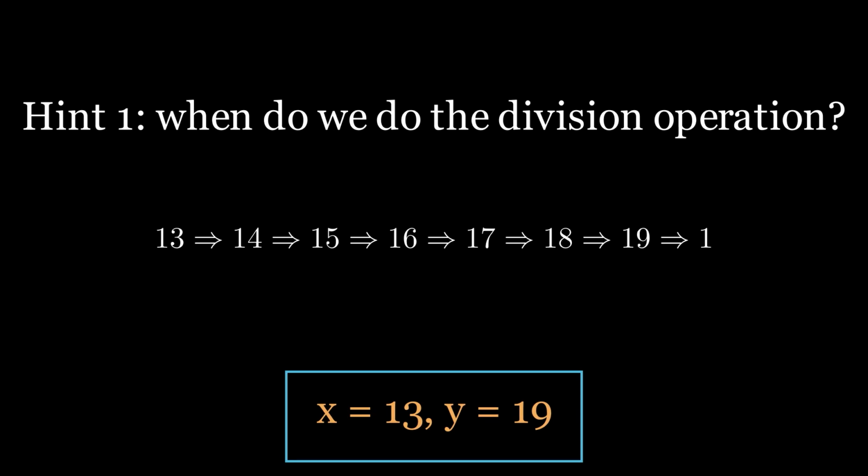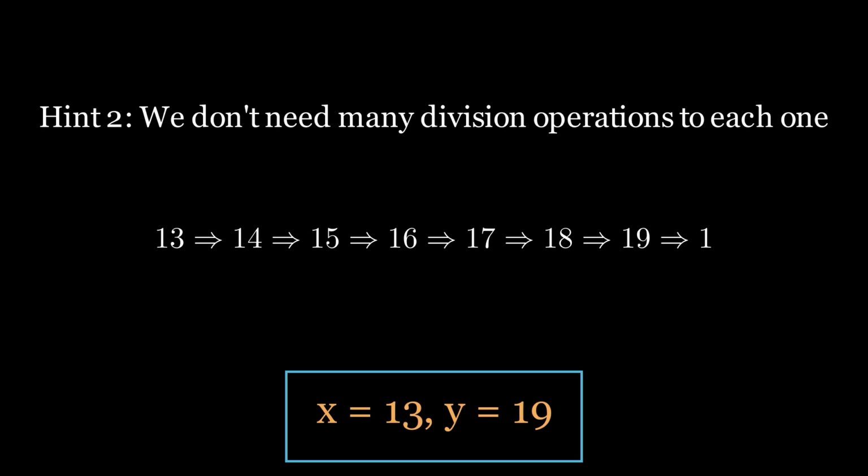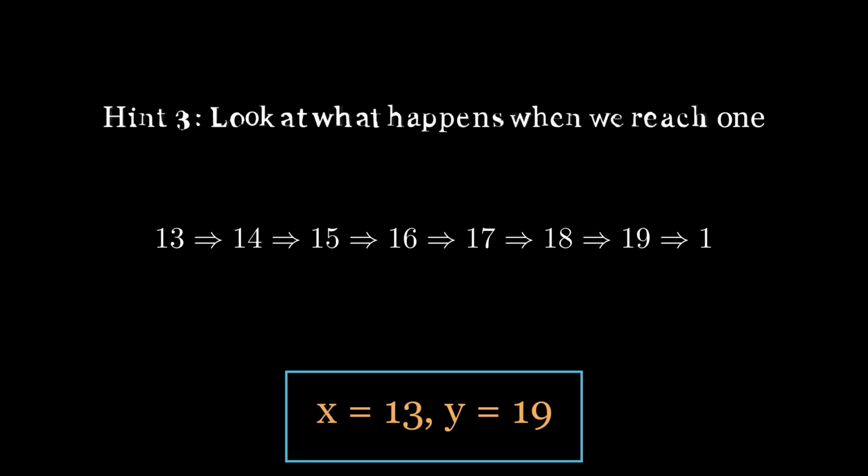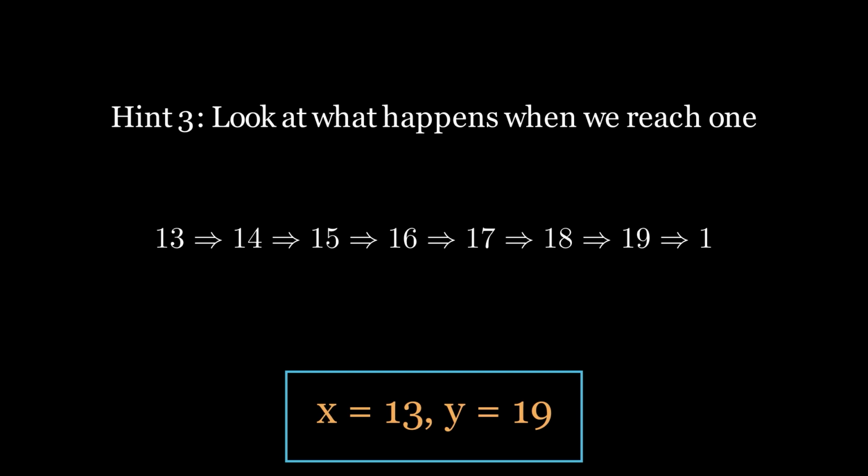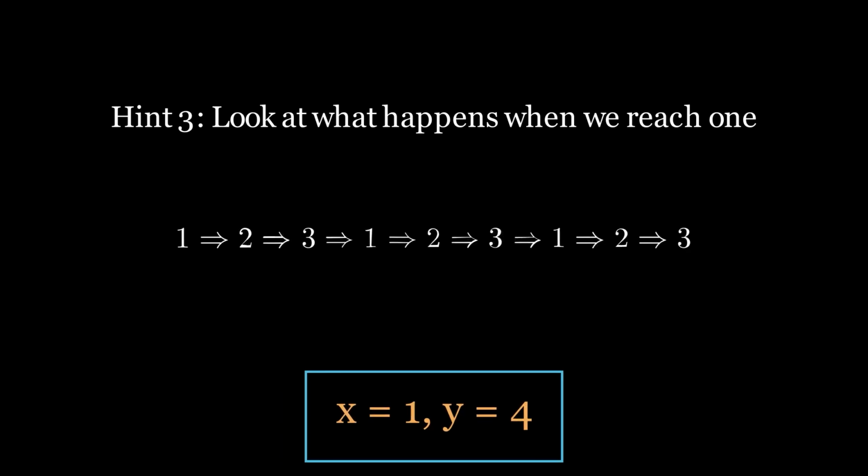Our next hint is that we don't need a lot of divisions to get x down to 1. But what happens when we get down to 1? Let's visualize what happens for y equals 4. As we can see, a cycle happens where we get up to 3, and then on the next operation we go back to 1 after the division. So there's a cycle of size 3, and now let's code up the ideas we got.